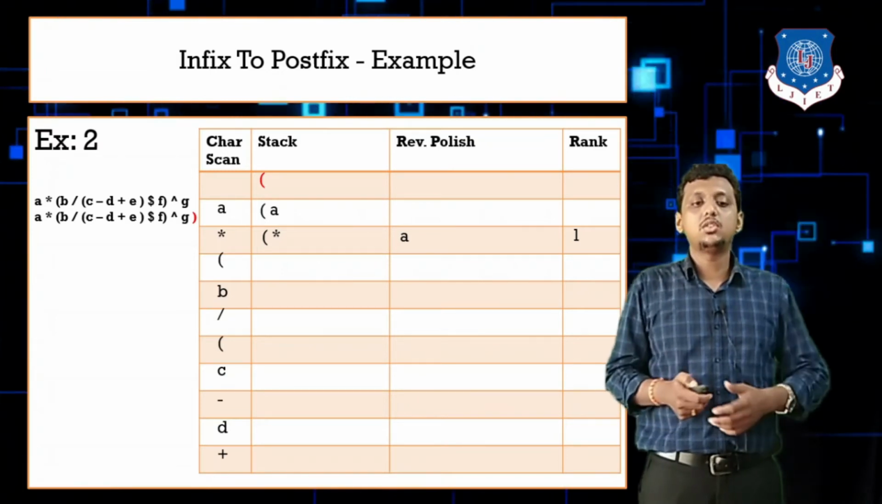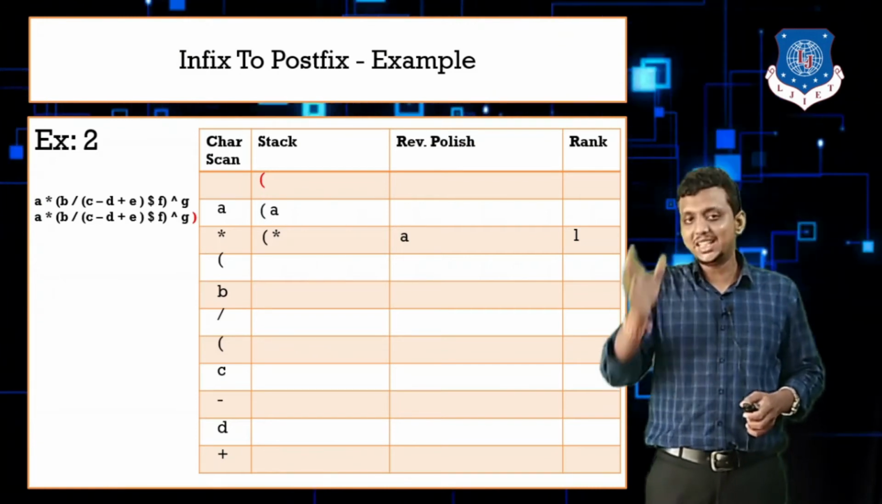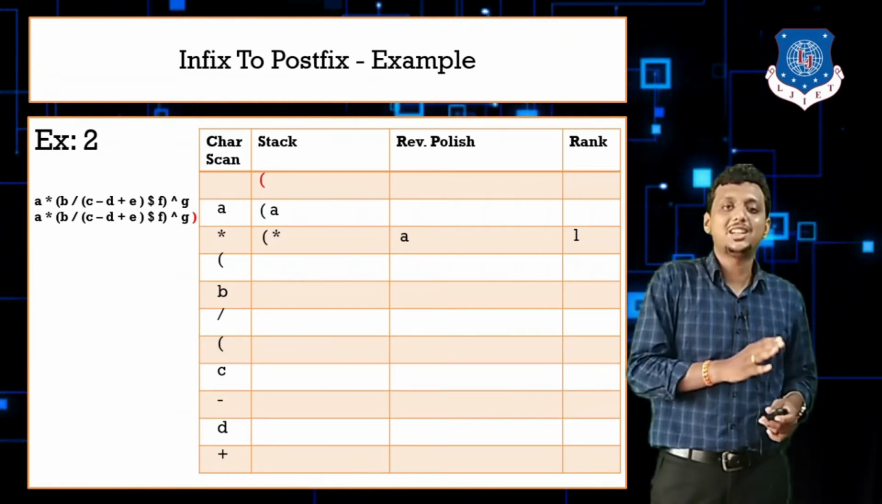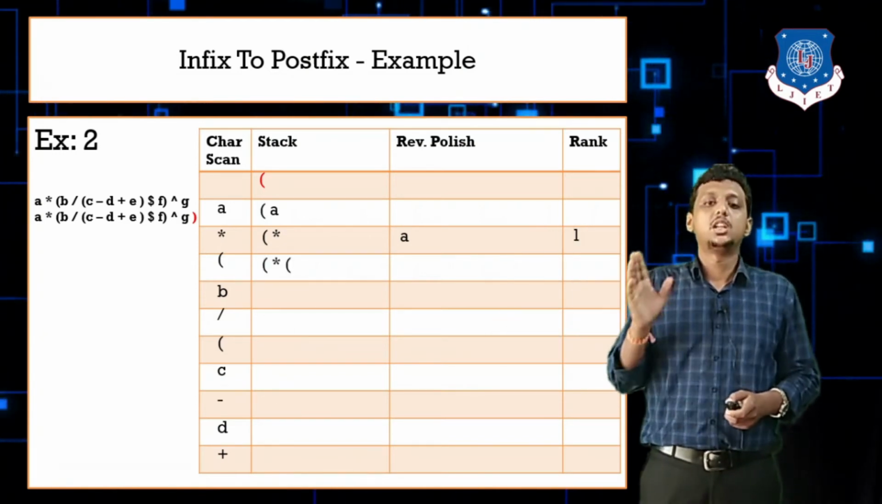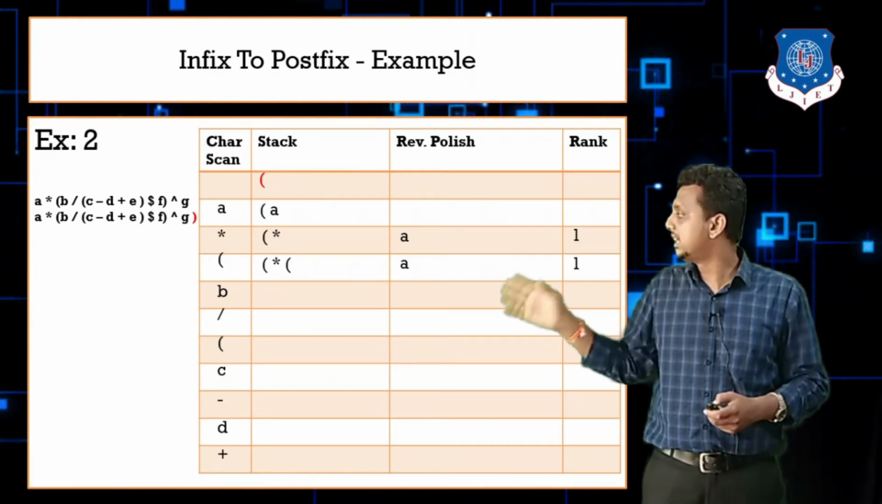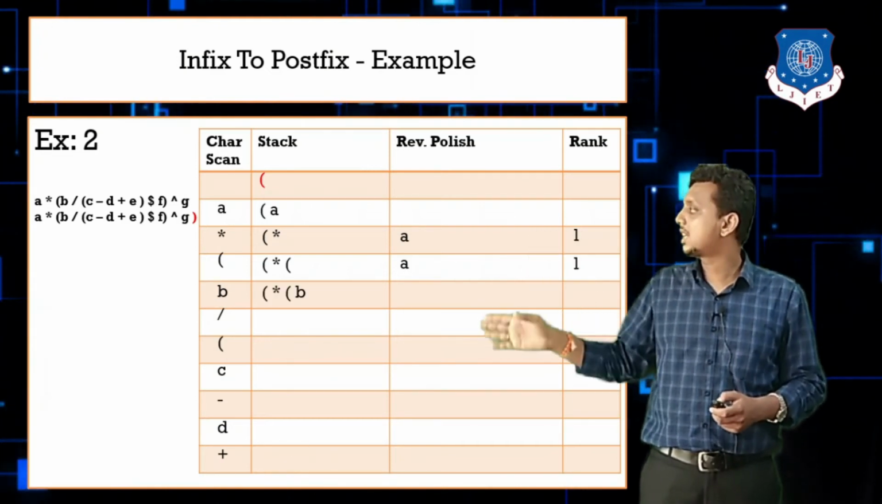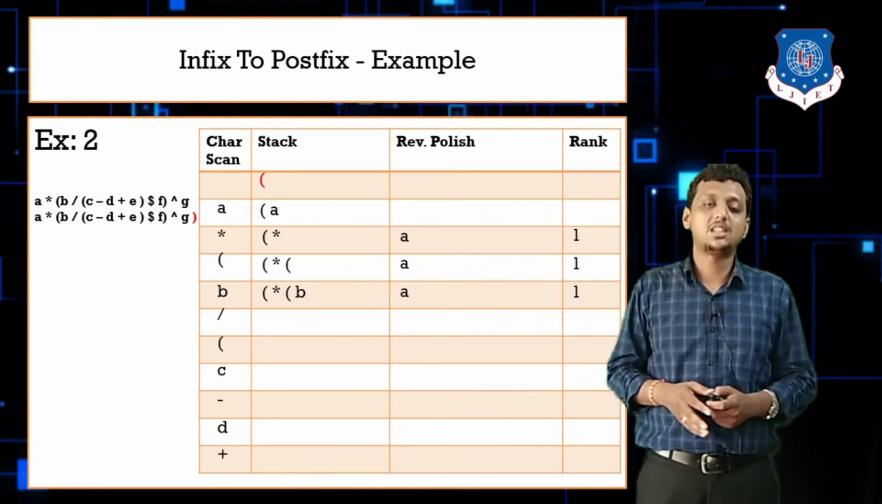Students, next we have an opening bracket. So what to do with the opening bracket? Whenever you find an opening bracket in the character scan column, just push it inside the stack. It becomes opening star opening. So here reverse polish and rank remain as they are. Next we have B with us. So it becomes opening star opening B. Okay, reverse polish and rank remain as they are.